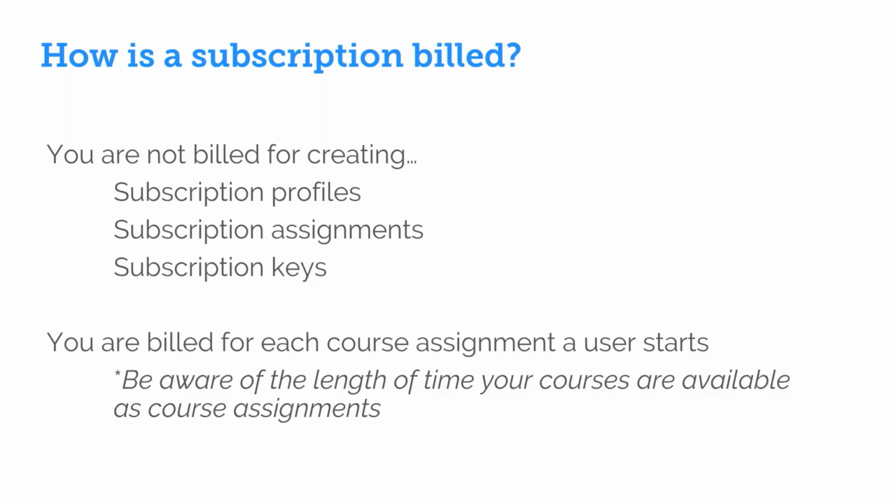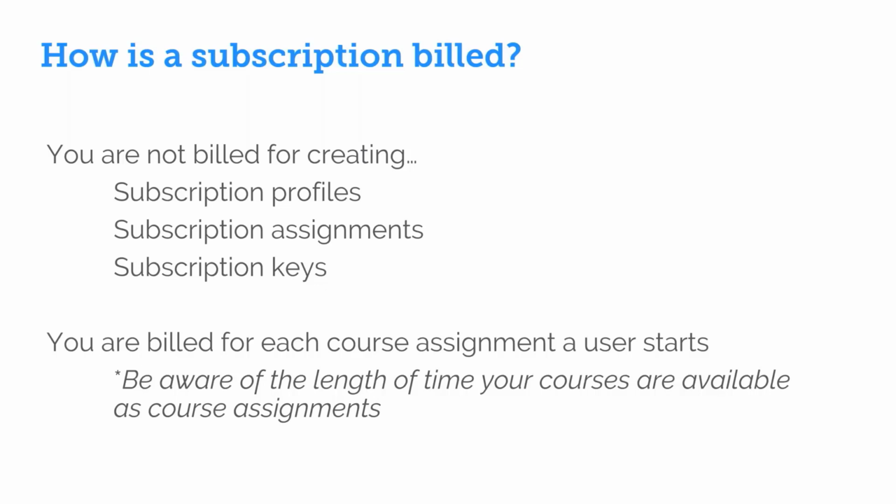You are billed when a user starts a course assignment. You might have a subscription that has 50 courses in it. If the user only starts 5 of those courses, you'll only be billed for 5 course assignments. If they take all 50, you would be billed for all 50.